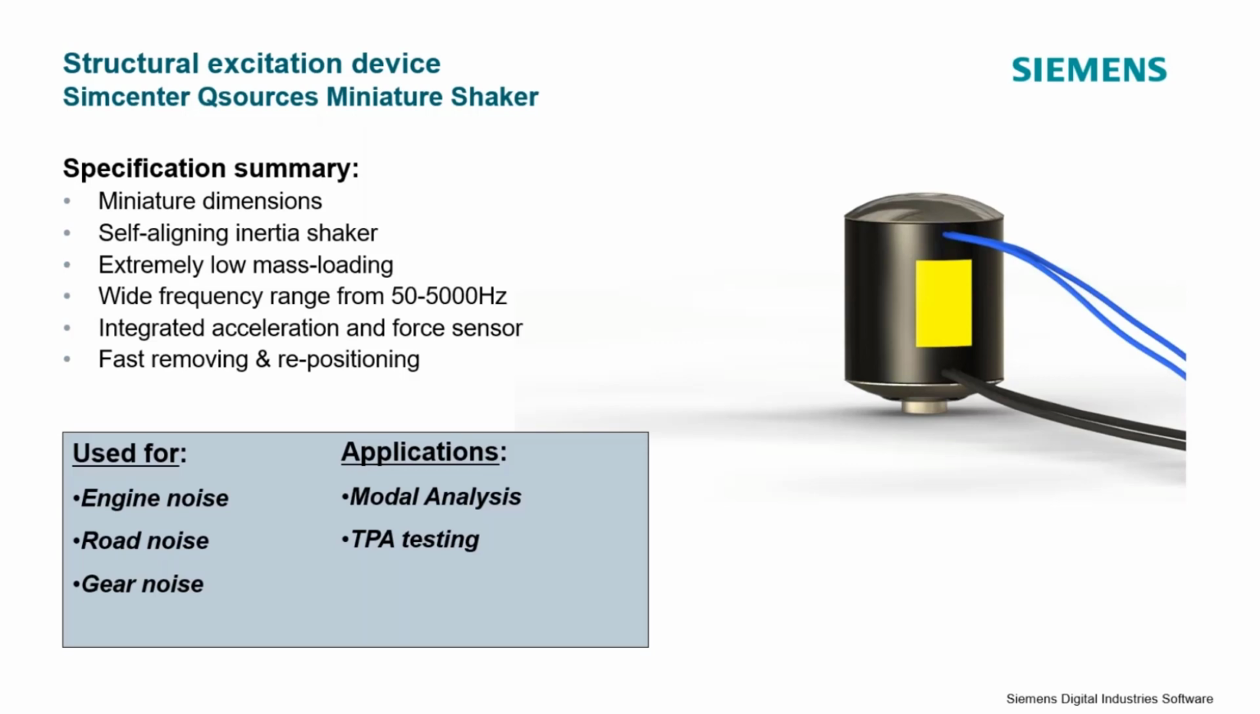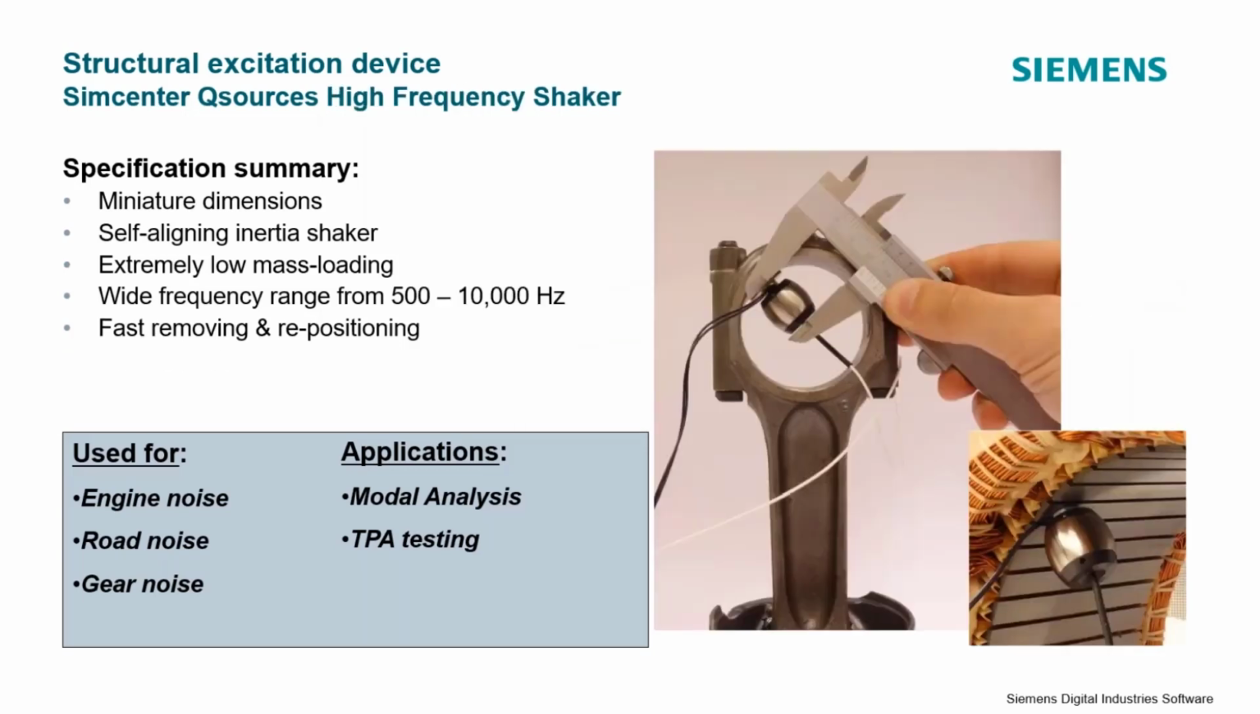Yeah, so really feature size here. And then the high frequency, this is the smallest. And here the coil is actually glued directly to the structure. And so you can move these around very, very quickly.